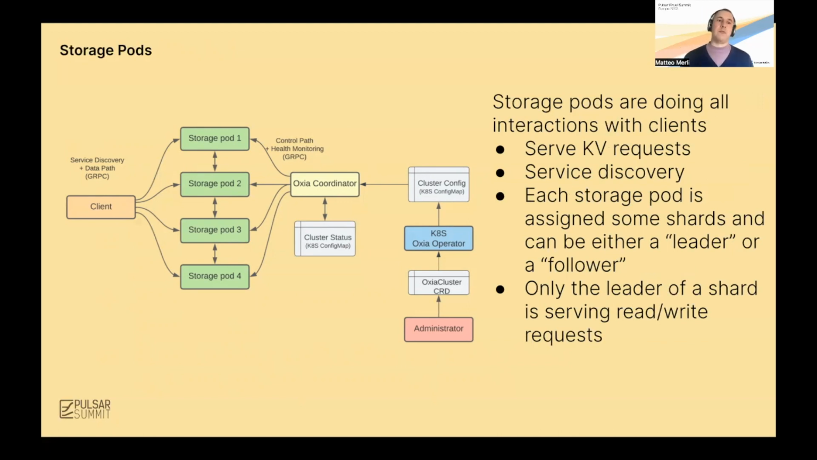Next one is the storage pods. We can add any number of storage pods. Each storage pod will store data locally and will participate in the data replication. The storage pods are where all the clients will connect, and each storage pod will be assigned a number of shards, and it will be either the leader or the follower for these shards, depending on what the coordinator says. A shard is only served for read and write requests from the client by the leader, and therefore we can have this strong consistency model.